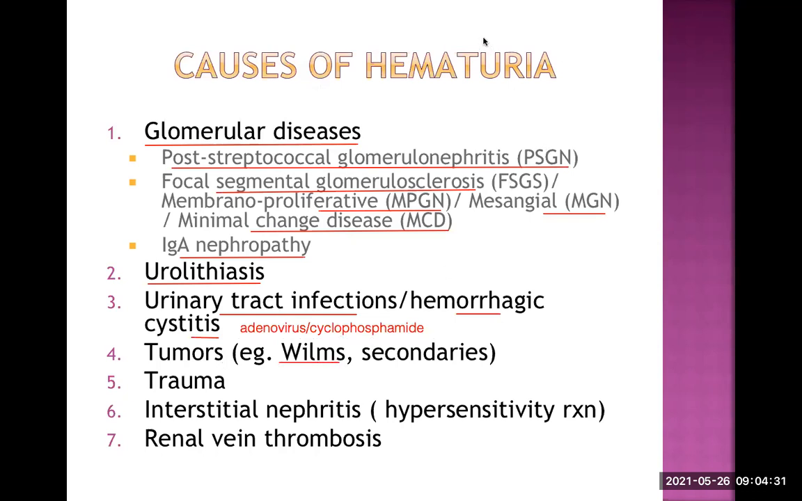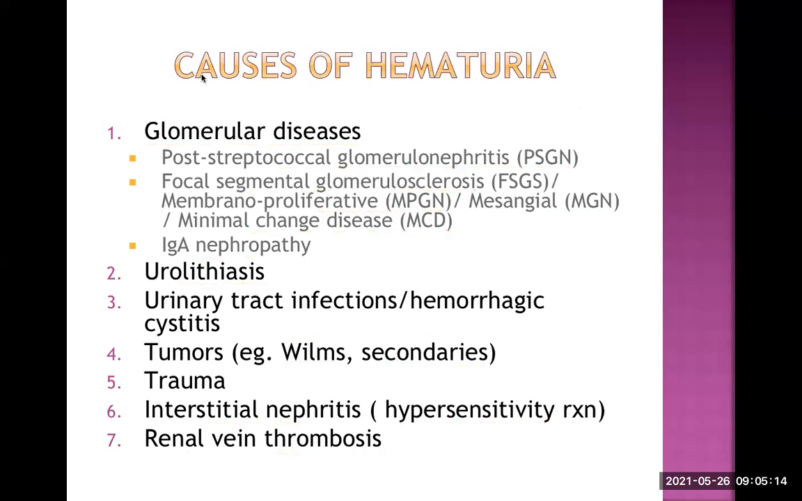Now, Wilms tumor is very common in children, and secondaries can also occur. Means a malignancy from somewhere else can reach the kidney. Okay, trauma, important cause. Okay, interstitial nephritis, which is part of a hypersensitivity reaction, any drug reaction, any other types of allergic manifestation. Interstitial nephritis can occur. It can result in hematuria. Renal vein thrombosis can result in hematuria. It is a very common feature of nephrotic syndrome, renal vein thrombosis, and that can also lead to hematuria.